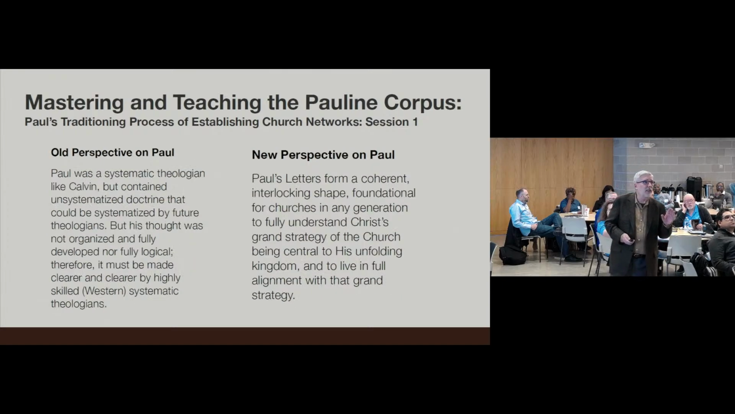The old perspective is that Paul was a systematic theologian like Calvin. Actually, most of them, no, I do say that, but contained unsystematized doctrine that could be systemized by future theologians. But his thought was not organized or fully developed or fully logical. Therefore, it must be made clearer and clearer by highly skilled Western systematic theologians.